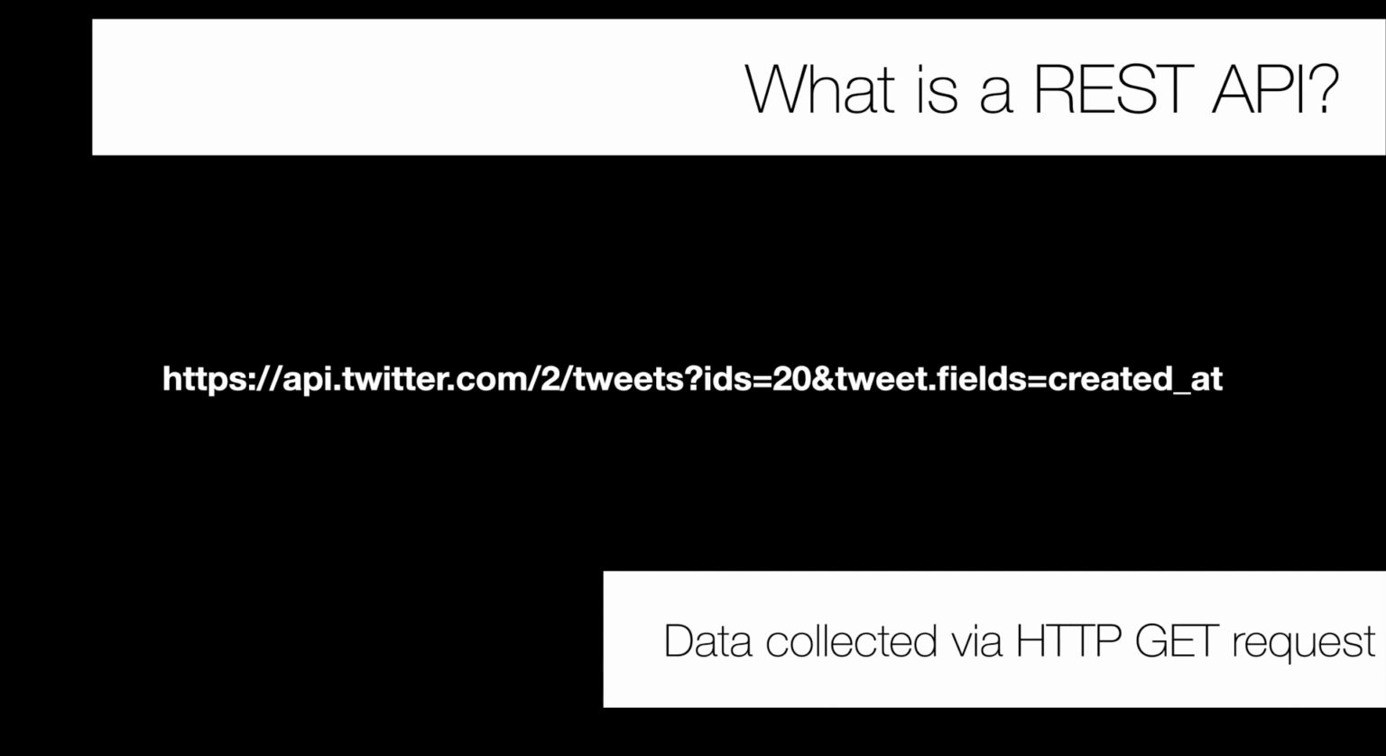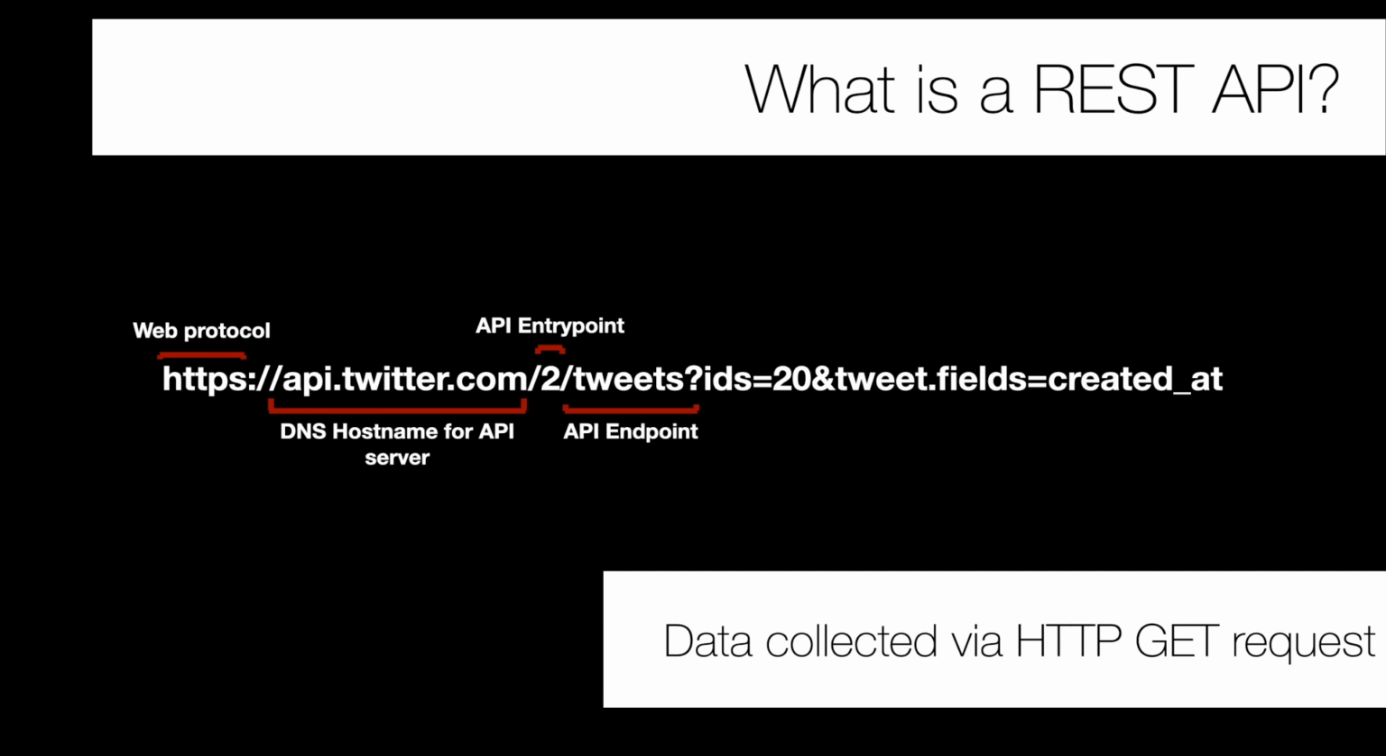This is actually an example from Twitter's most recent API, where we have the web protocol. Notice it's HTTPS for security. We have a DNS host name, which is api.twitter.com. We have the API entry point. This 2 denotes that this is the second version of Twitter's API. We have the API endpoint for tweets, and then we have parameters for the API request.